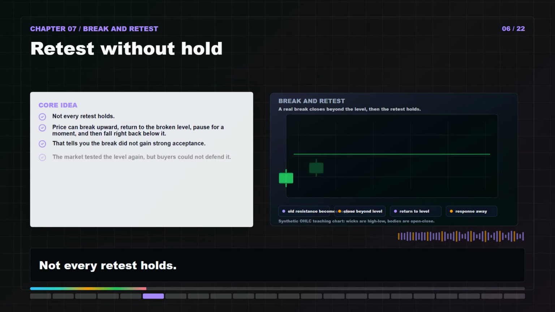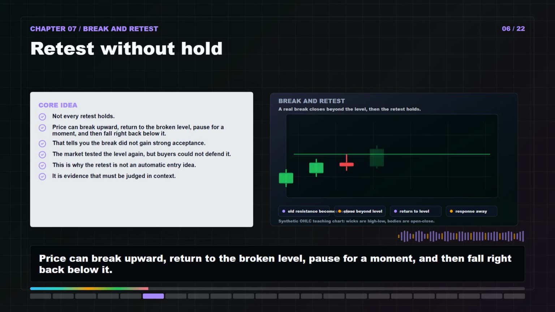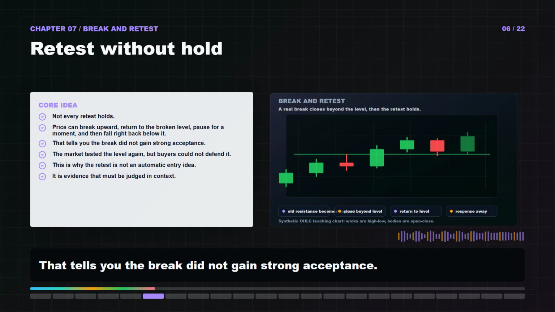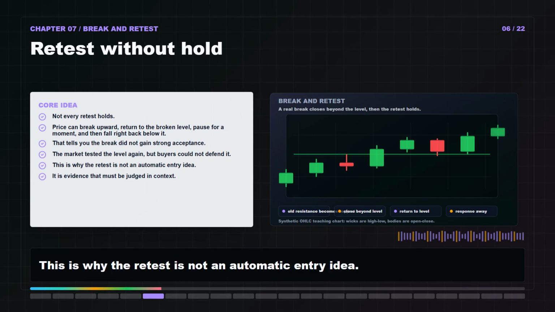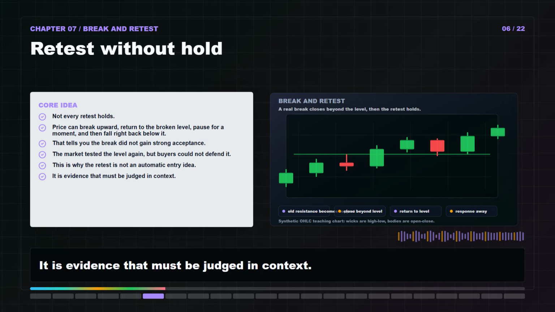Not every retest holds. Price can break upward, return to the broken level, pause for a moment, and then fall right back below it. That tells you the break did not gain strong acceptance. The market tested the level again, but buyers could not defend it. This is why the retest is not an automatic entry idea. It is evidence that must be judged in context.